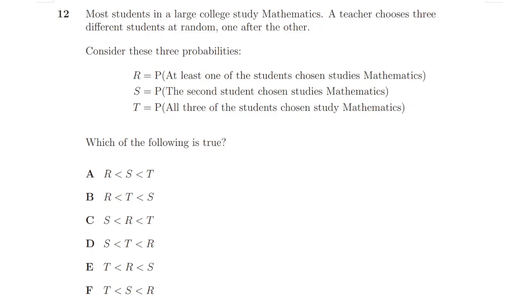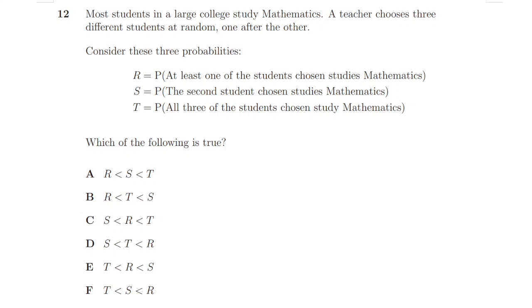Okay, question 12. Most students in a large college study mathematics. A teacher chooses 3 different students at random, one after the other. Consider these 3 probabilities. R is the probability that at least one of them studies mathematics, S is the probability that the second guy studies mathematics, and T is when all of them do.